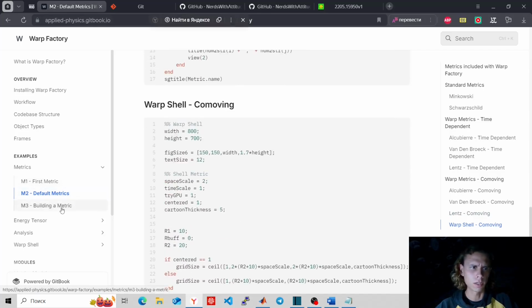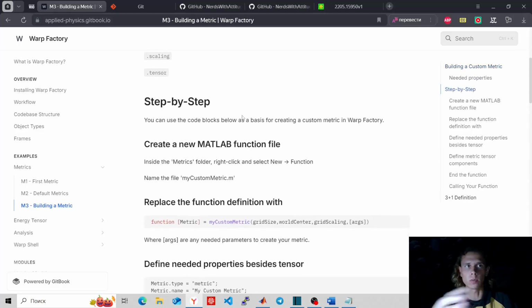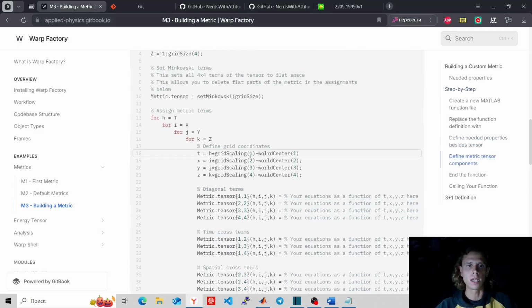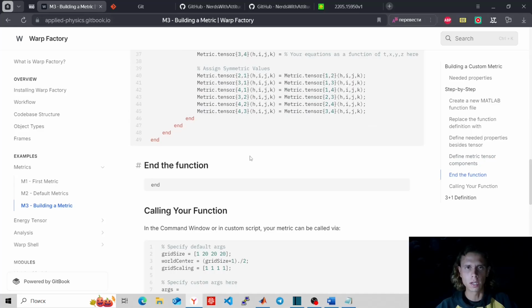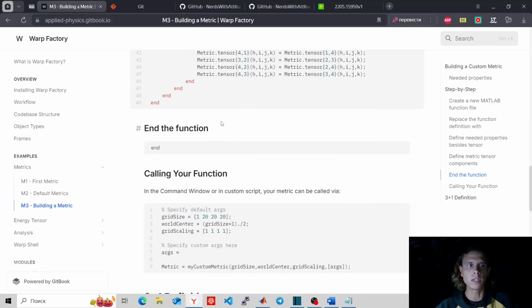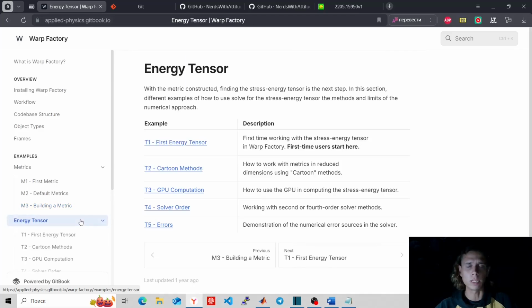Then this section describes how we can build our own metrics, which is what Warp Factory is all about. You have to be able to make your own metric, compute stress energy tensor, analyze your metrics and so on. But we will do this a little bit later. Let's for now work with default metrics.